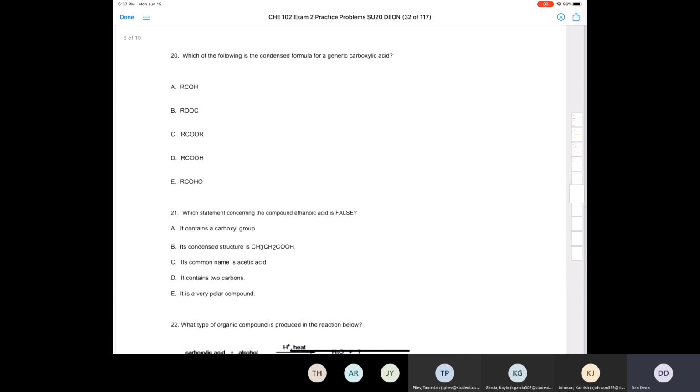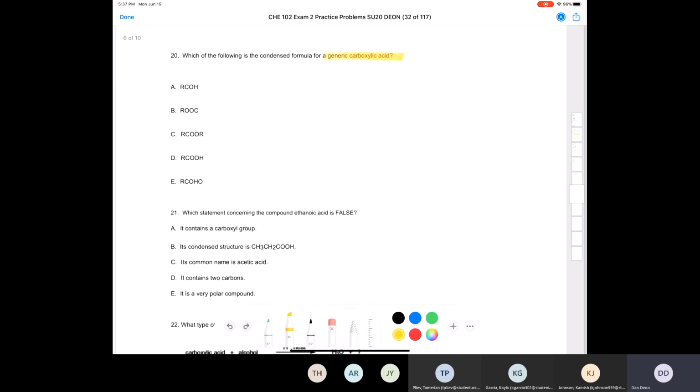Okay, let's take a look at this one. It says, which of the following is the condensed formula for a generic carboxylic acid? Who can answer this one for me? Which one would be a carboxylic acid? A, B, C, D, or E? Yeah, Kayla's got it. Everybody's got it. It's D. Yeah. So this is a carboxylic acid.